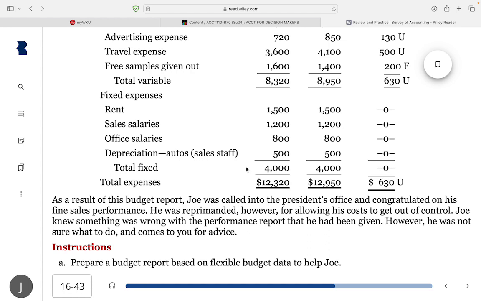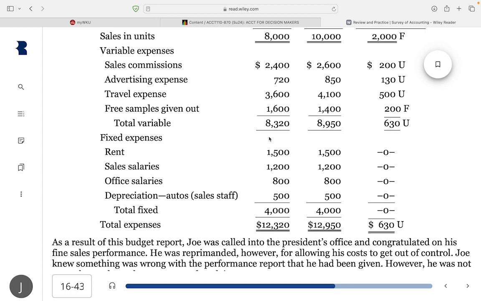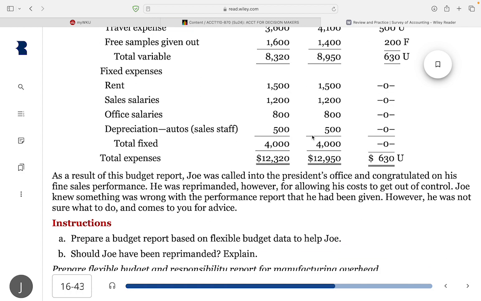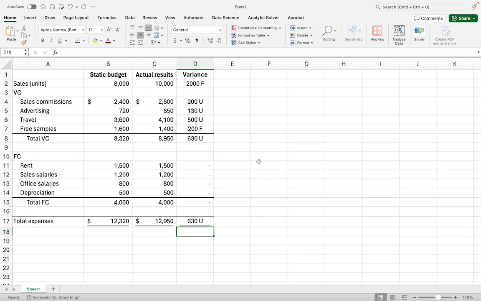So the president's like, Joe, you beat the sales goal. We expect you to sell 8,000 units. You sold 10,000 units. So congratulations. But you spent more money than you should have, right? The budget for these variable costs, you were budgeted $8,320. You spent $8,950. So your costs are a little out of control there, right? You got to get those costs under control and keep them within the budget. And so Joe comes to us for advice, wanting to know, hey, what should I do? So the first thing we're going to do in letter A is prepare a budget report based on flexible budget data. So let me go over to the Excel file.